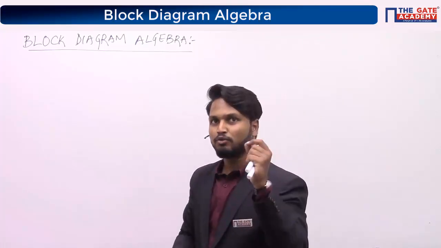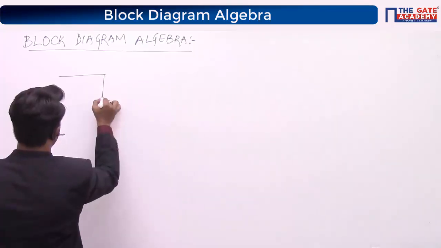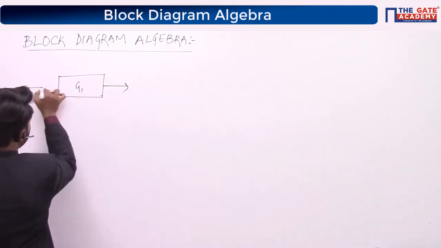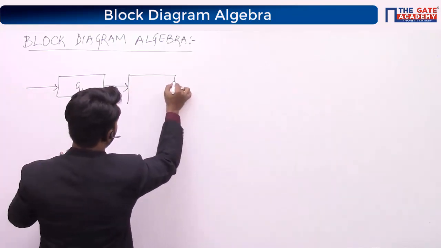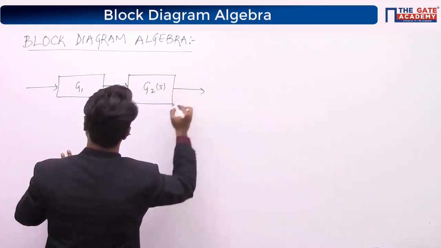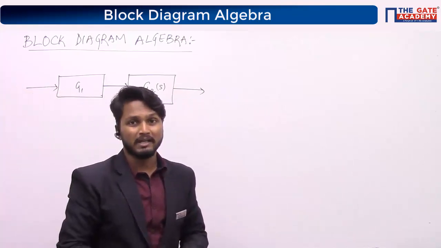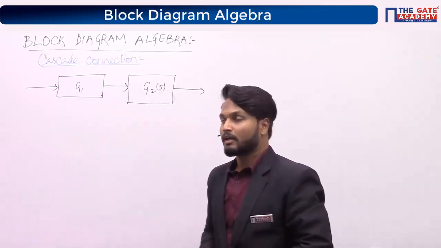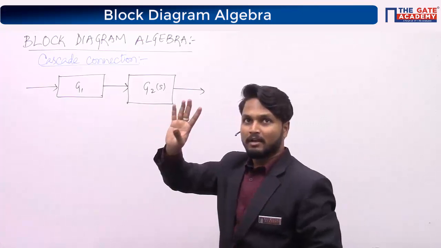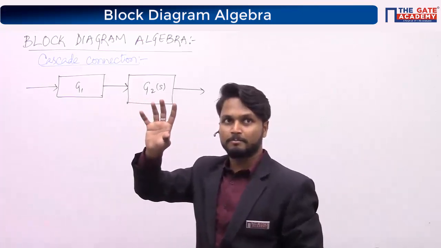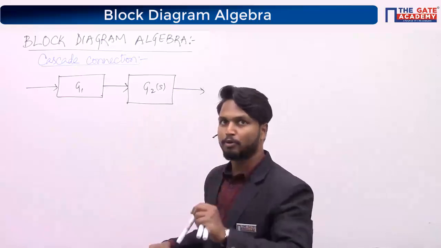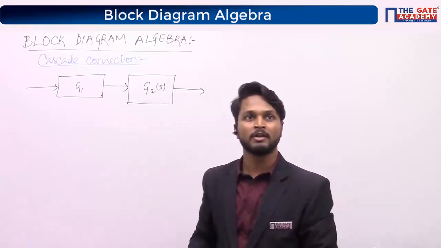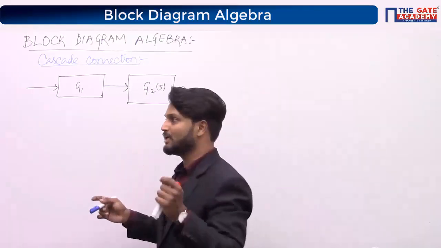So let us say you have two blocks cascaded like this. The output of one block, let us say G1 of S, is connected as input of another block, that is G2 of S. This kind of connection is called a Cascade Connection. What is that connection called? Cascade Connection. Please observe this particular approach carefully. This approach is very important, and you will use it in your problems to simplify your questions very easily.